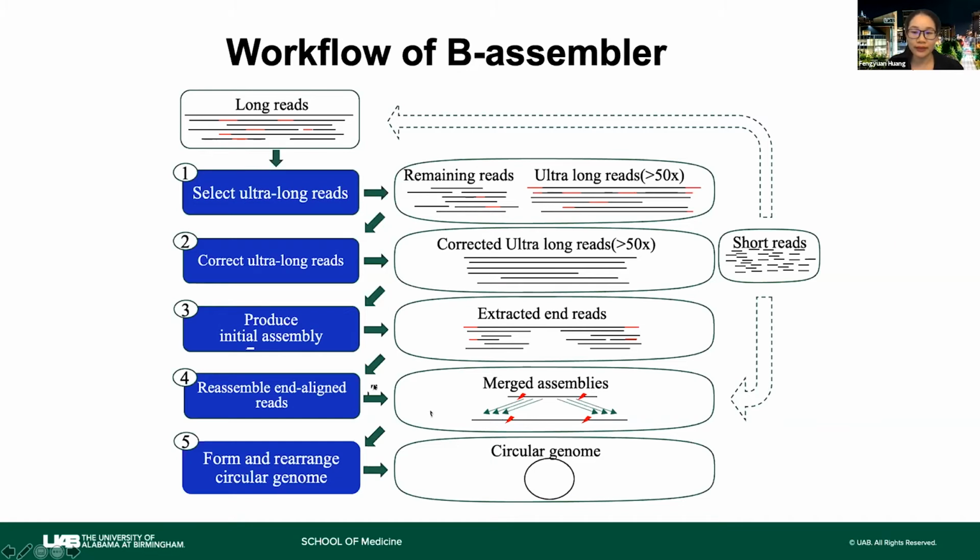Finally, Bacsembler arranges the start position to the dnaA gene and polishes the circular draft assembly with high depth long reads. In the hybrid mode, the key steps of assembling the longest reads, reassembling the end reads and forming the circular assembly are the same, but it combines accurate short reads in the correction step, like correcting all long reads and correcting the final circular draft sequence.